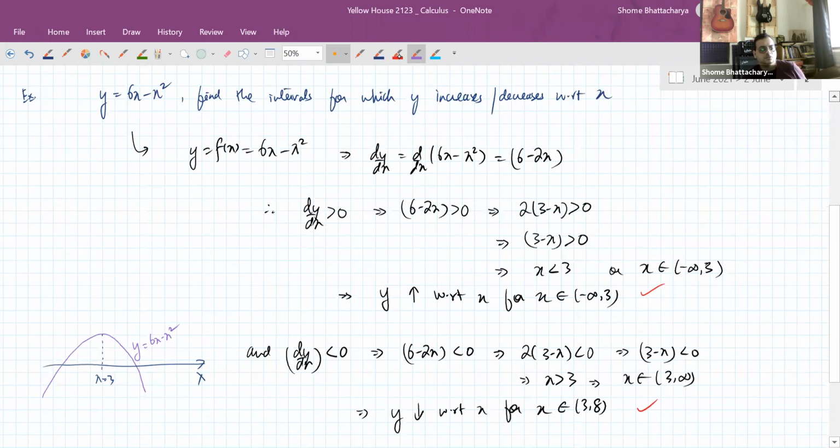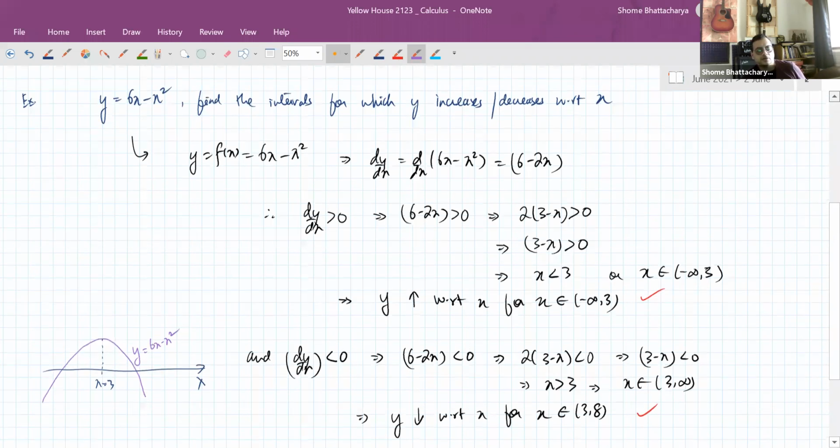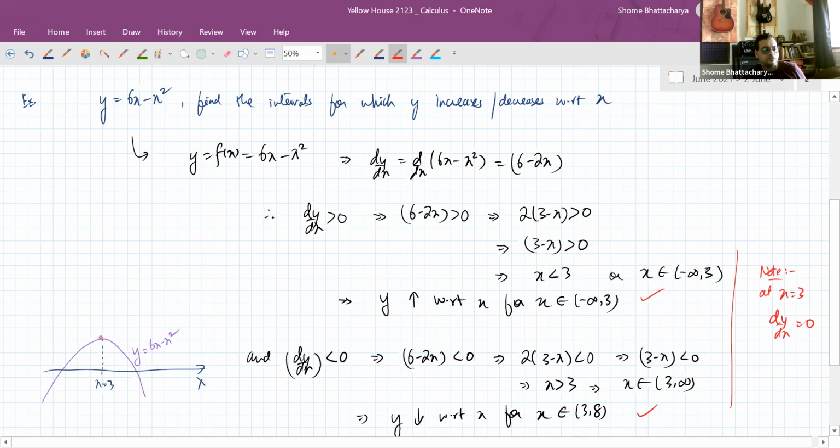Now also, of course, notice one thing here, that apart from all this, we can also see that at the point x equal to 3, the slope of the tangent is 0. So that's also evident over here, that exactly at the point x equal to 3, if I draw a tangent line, it will be a horizontal line.